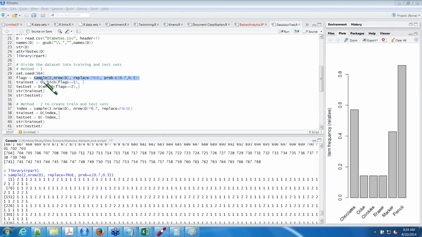Not clear? Okay. Get me 2 samples. First sample is 70%, second sample is 30%. Number of rows of D will be 768. Out of 768 records, get me 2 samples. If replace is equal to true, it means any repetition of a sample identified will be replaced.